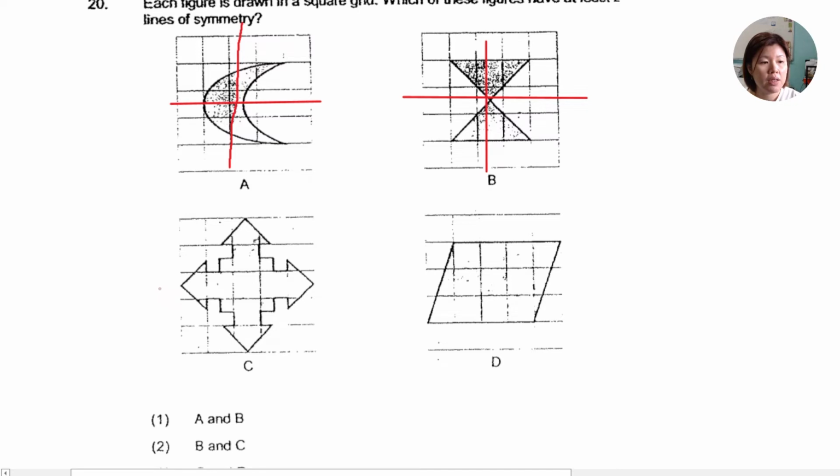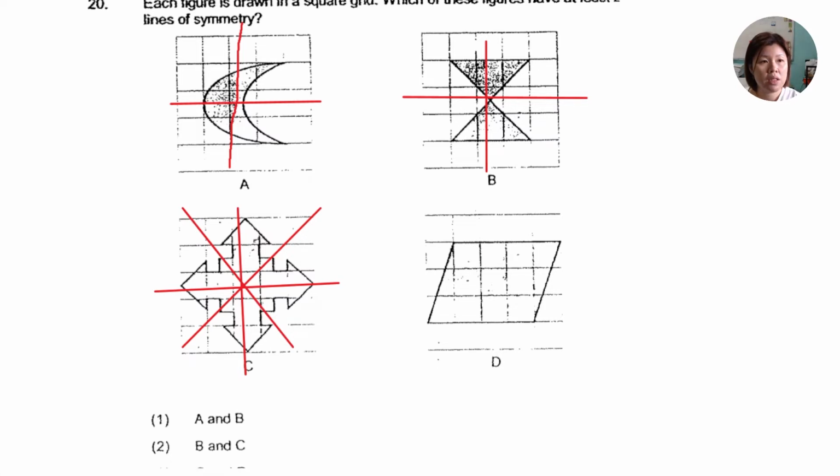Okay, next one for C. We can cut this way. We can cut this way. We can cut this way too. You can see they can be folded into four sides because all of the four sides are the same.